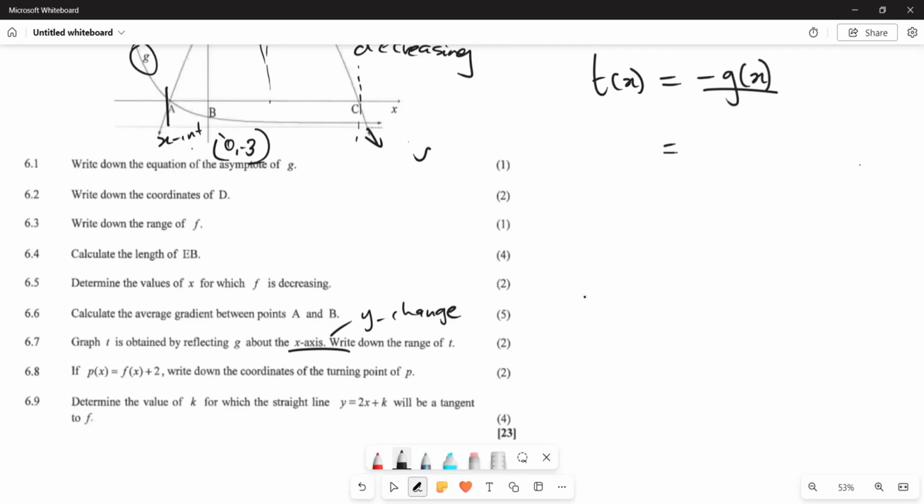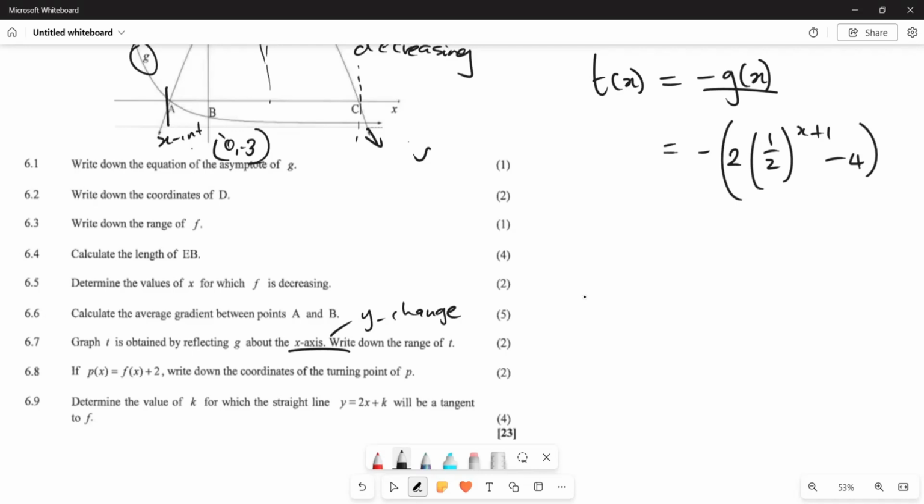So this is basically going to be the same as negative into what was the graph of g of x. The graph of g of x was given by 2, which is the same as 1 over 2, close bracket, x plus 1, subtract 4.